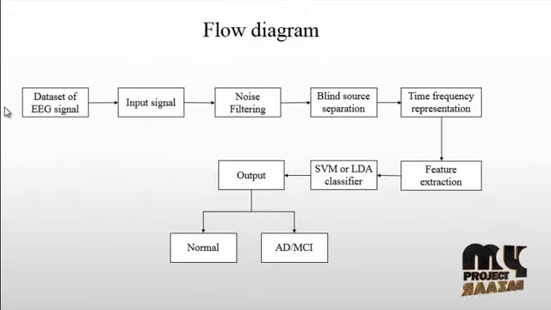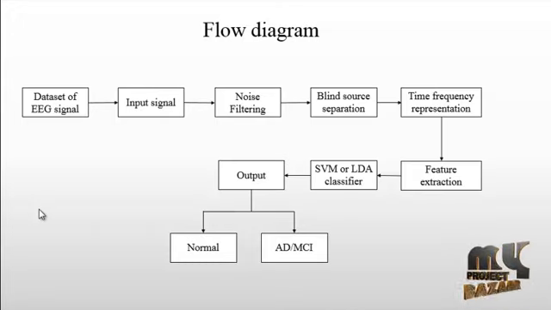Let us discuss the flow diagram of the process. This is the overall flow diagram of the process. The dataset of EEG signals has been taken. Select the input signal from the dataset. Electroencephalography is an electrophysiological monitoring method to record electrical activity of the brain. First of all, we take the input signal. It includes the basics of the EEG.